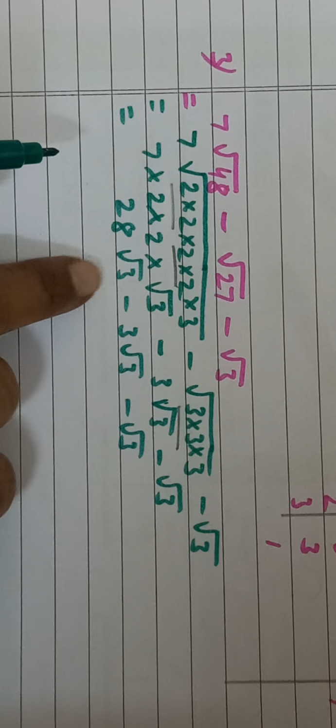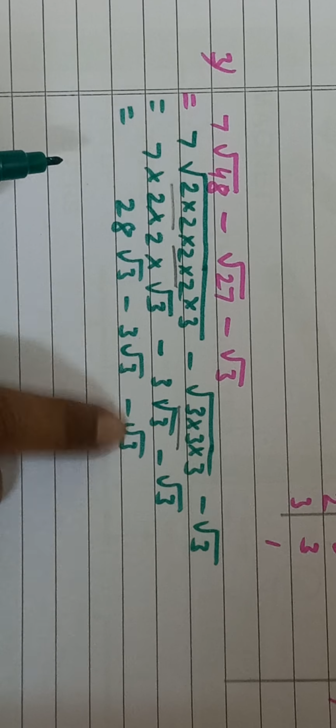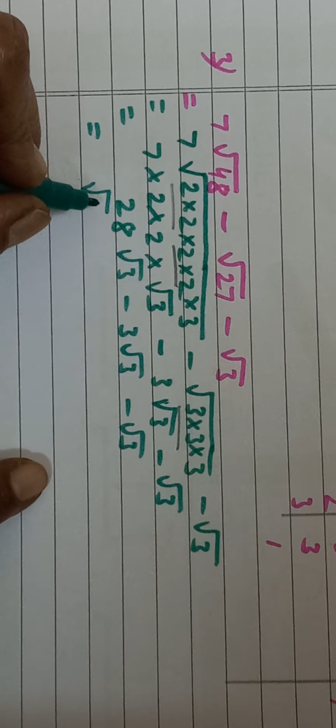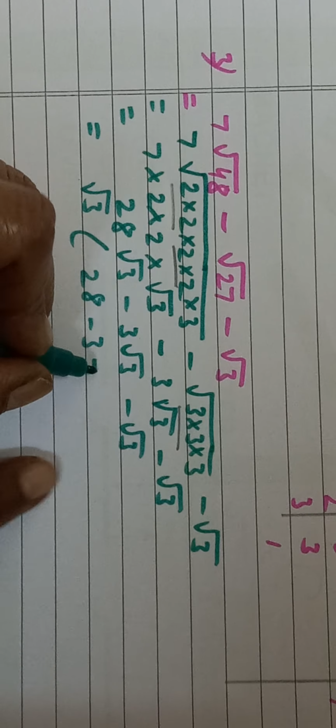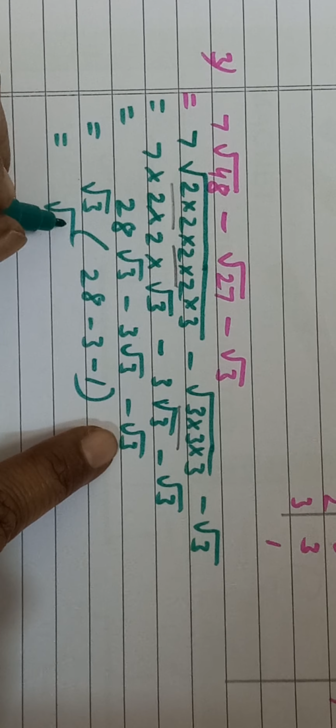Now here if you see, the order of the radical is the same, radicand 3, 3, 3. So you can do addition, subtraction, whatever you want. But if you don't understand, an easy way is root 3 we can take common, and 28 minus 3, nothing means 1 is here, which is equal to under root of 3.